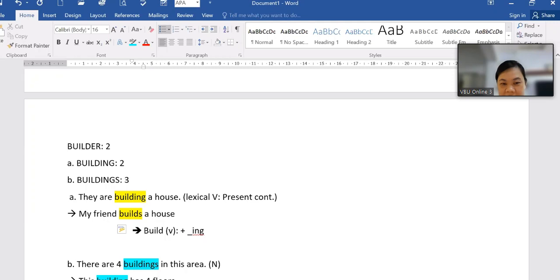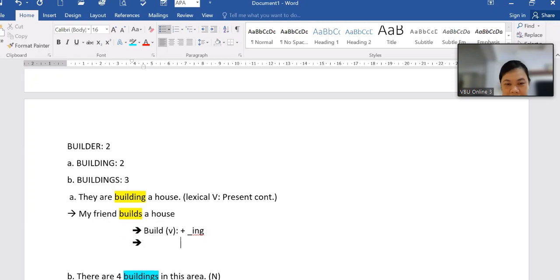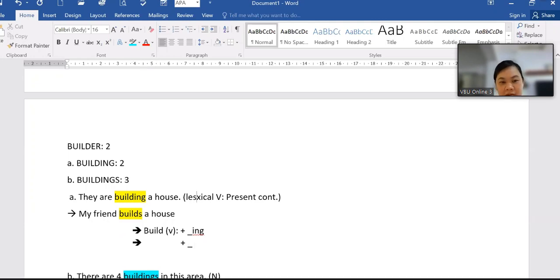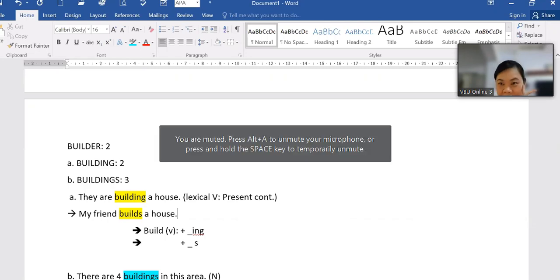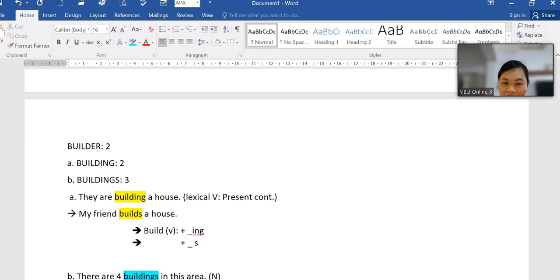But in the other case, please, we put what? S. Because you did the simple present tense in the second one, right? You see what I mean, class? Yeah, I say again.